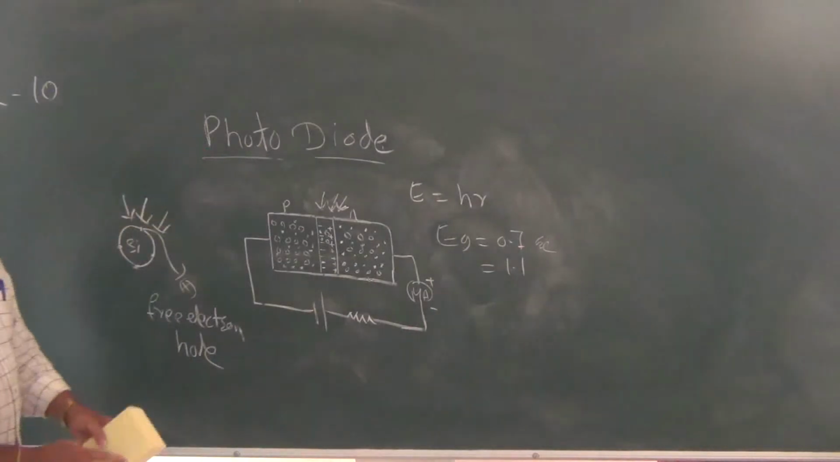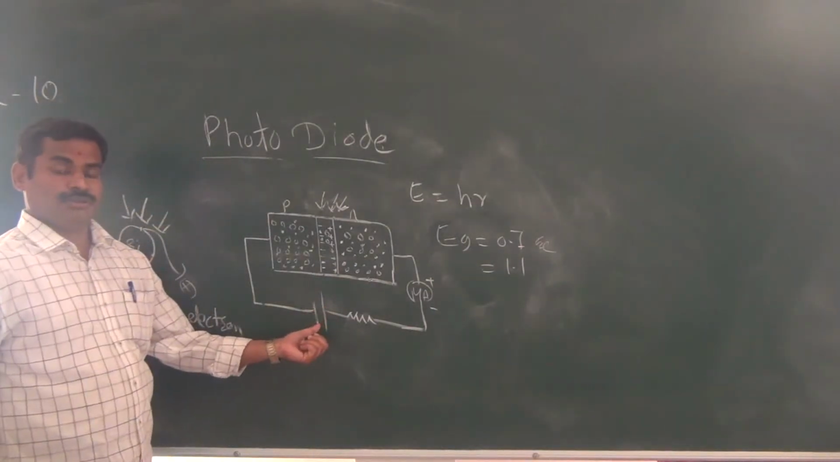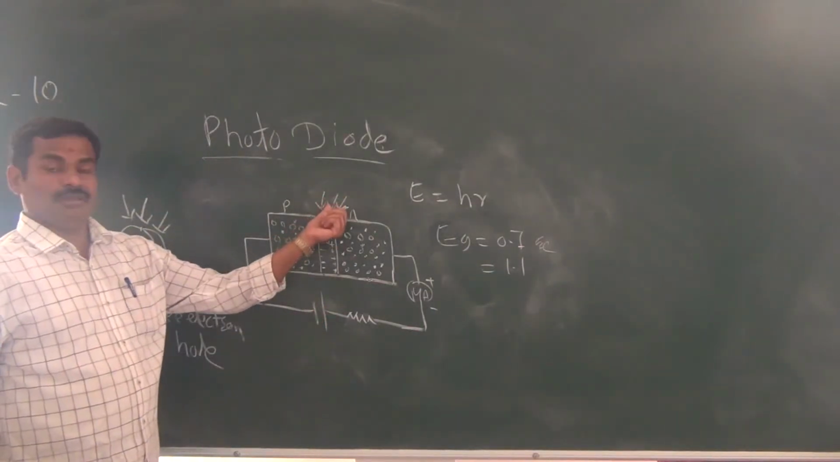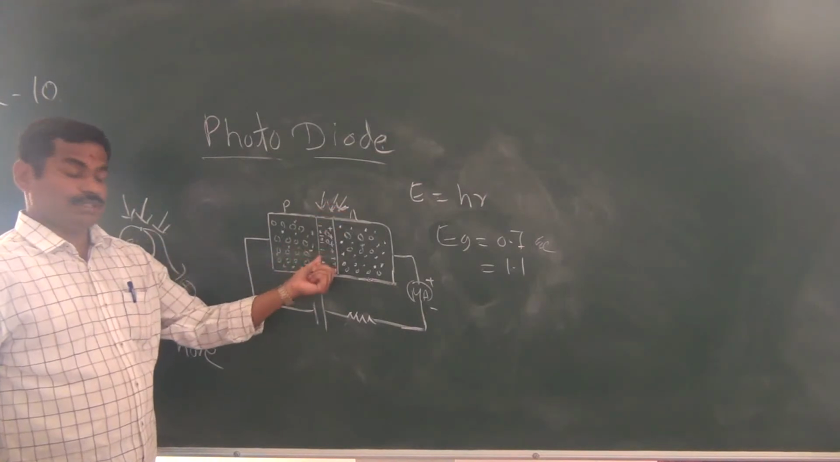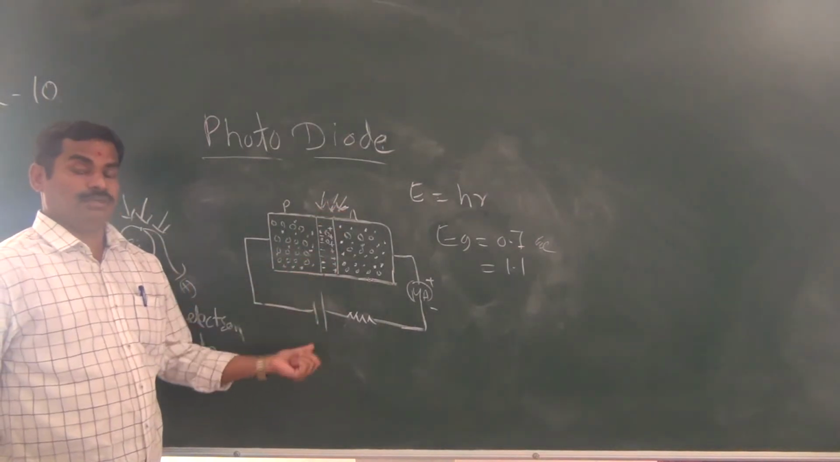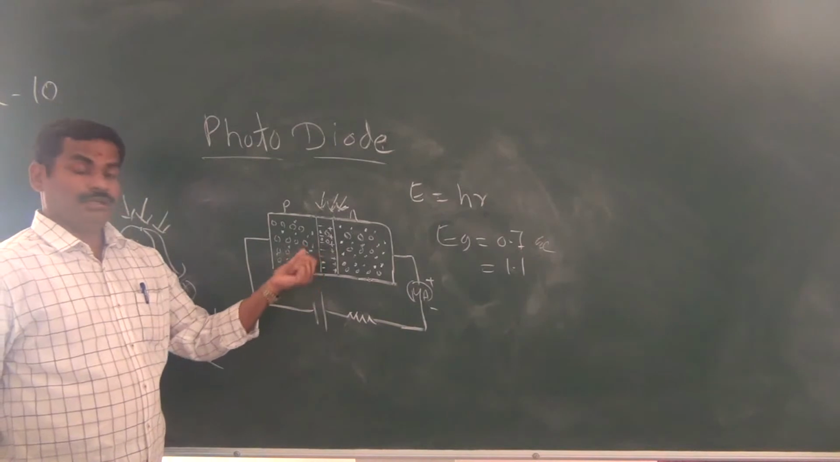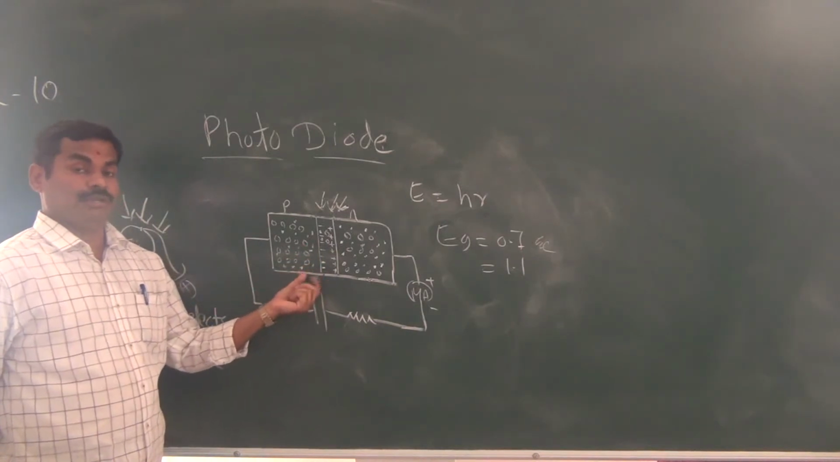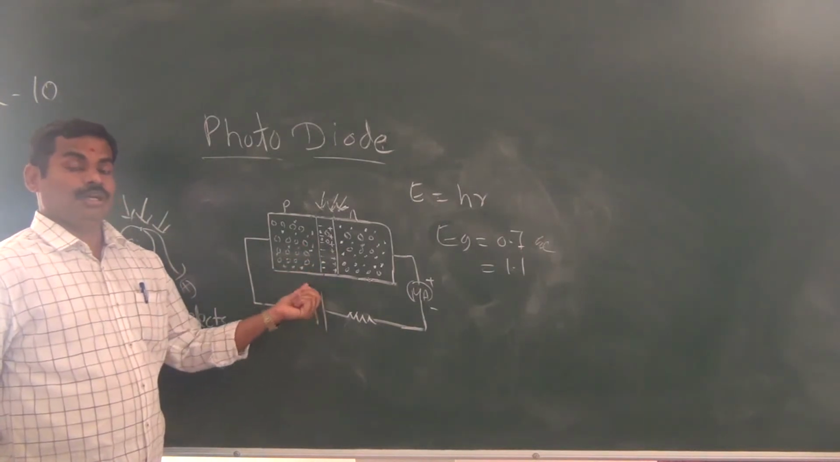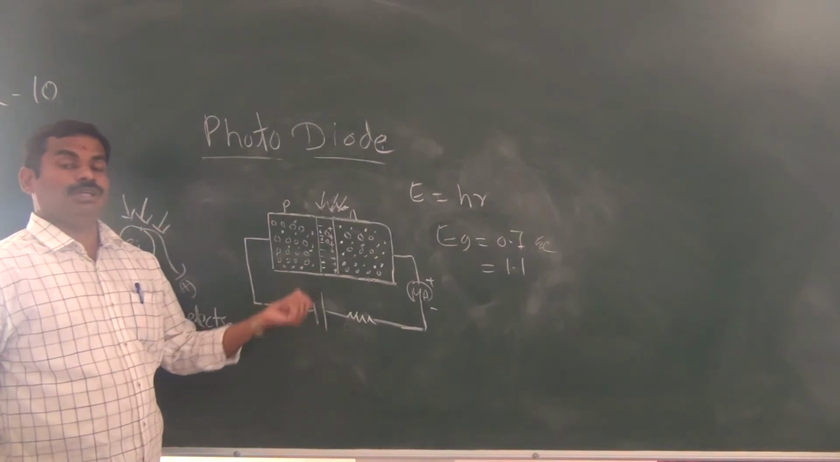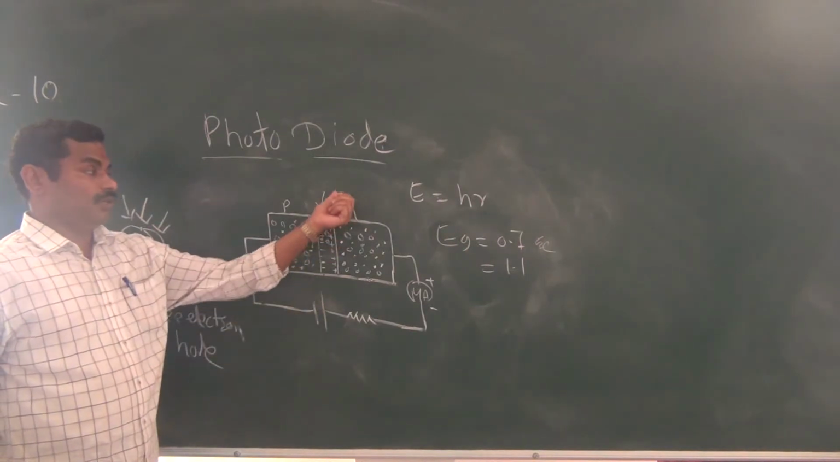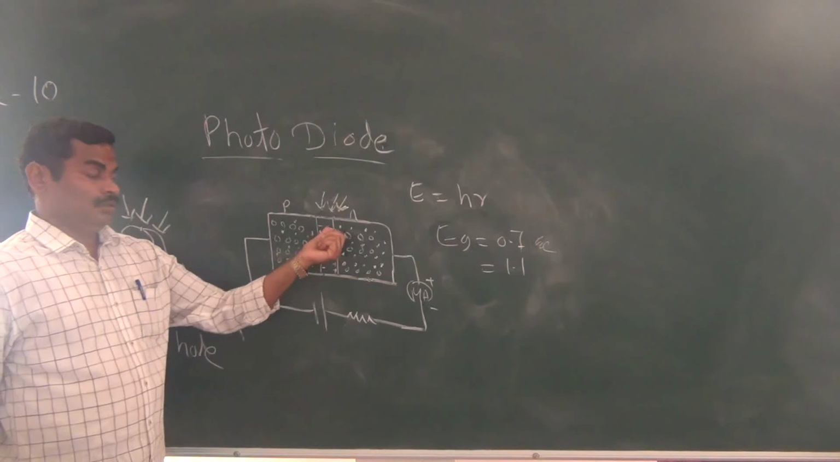And if you are applying the reverse bias, no doubt, before falling the light in the reverse bias, we are having very small current. As you know, in the reverse bias you are having very small current. That current is because of minority carriers. That current is very small. And now you are falling the light on the junction.